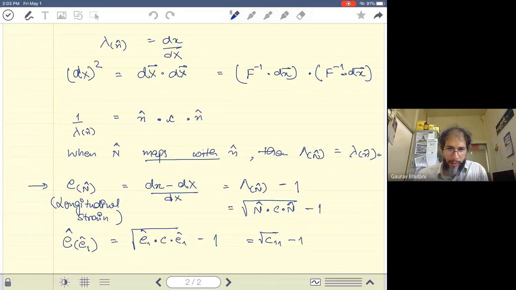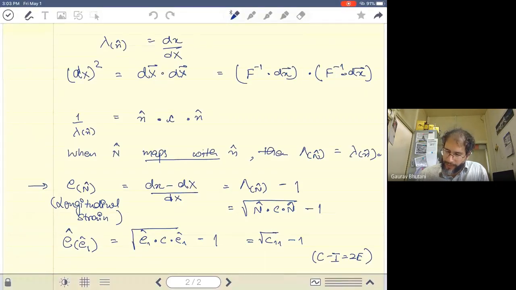Okay, and now we can also write that in terms of the capital E, which is the Lagrangian finite strain tensor. If you remember, the expression was C minus I was defined as twice of E. This is just a recall.